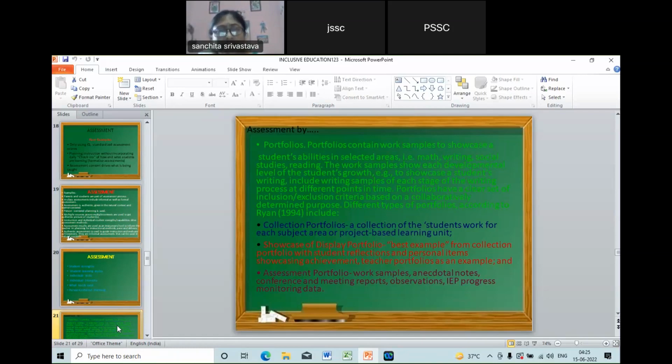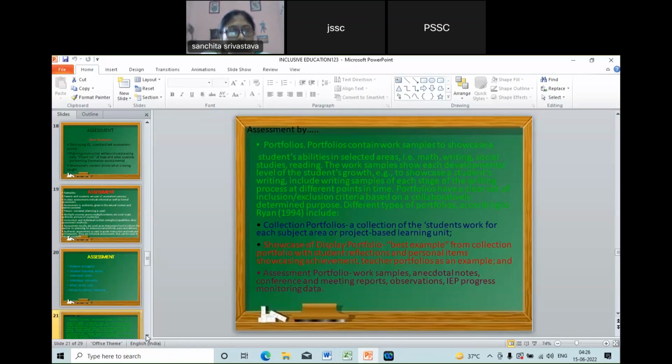Again, we can have a display portfolio. Display portfolio means best examples from the collection portfolio. In the collection portfolio, you have the work. Out of that, you keep the excellent one and give it as an example, with students' reflection on personal items, showcasing achievement, teaching portfolios as an example. Okay, and then you have the assessment portfolio. Now what is an assessment portfolio? An assessment portfolio is actually the outcome of what you have done.